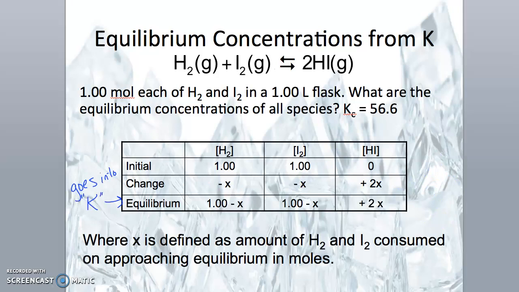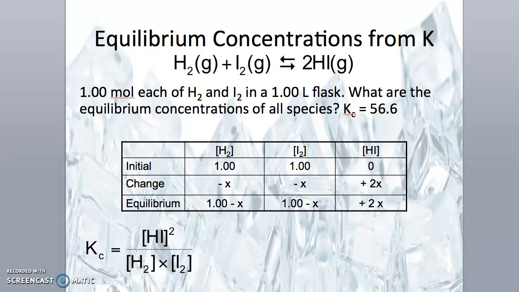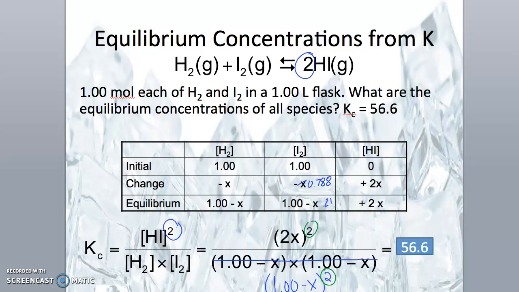We will write the equation for the equilibrium constant as before. K equals the equilibrium concentration of the product, hydrogen iodide, squared, divided by the equilibrium concentrations of the reactants. Putting the equilibrium values in results in this equation. Notice that 1.00 minus x times 1.00 minus x is the same as 1.00 minus x squared. The numerator is also squared because the balanced equation has a coefficient of 2 for the product in this reaction.